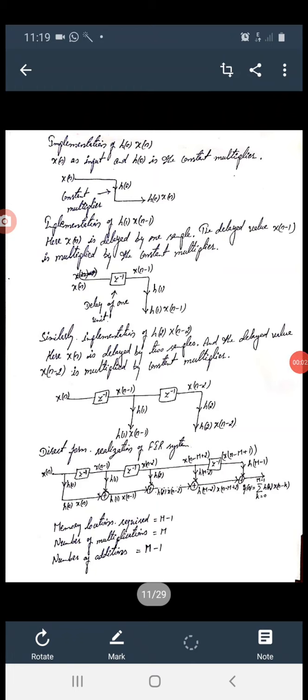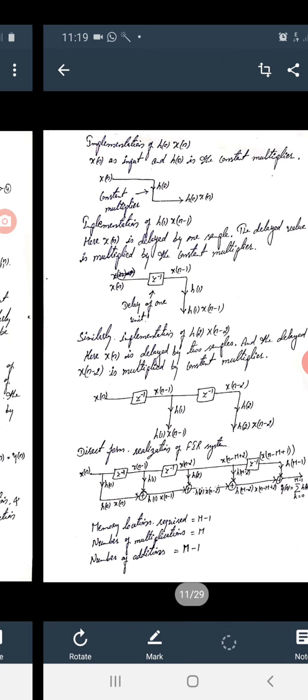And here we are going to solve problems based on realization of FIR filters in terms of a direct form and also cascade and also linear phase. First, if I go in a direct form, this is the general diagram.